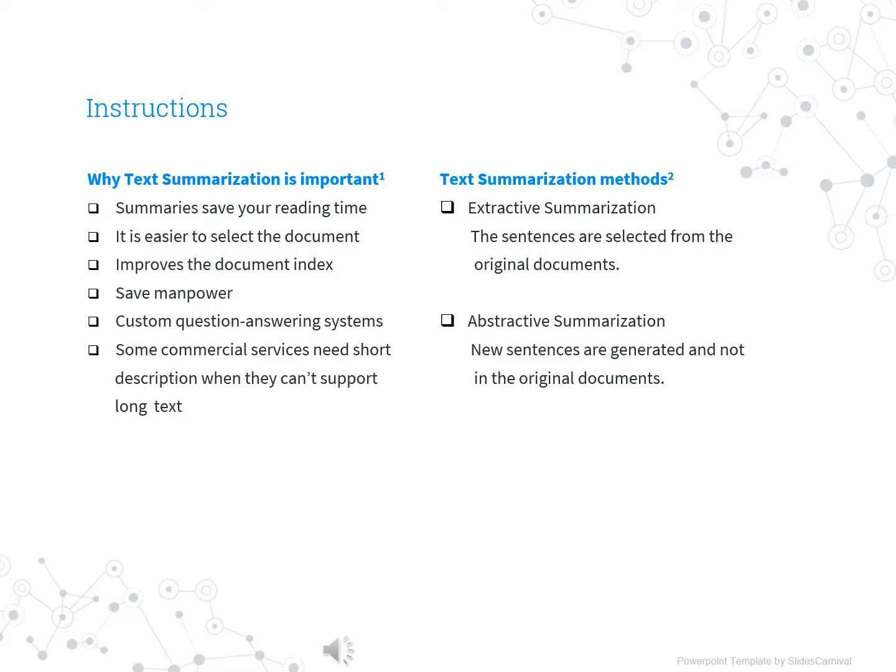Which text summarization methods are used? One is called extractive summarization. The sentences are selected from the original document. Another one is abstractive summarization. New sentences are generated that are not in the original documents.